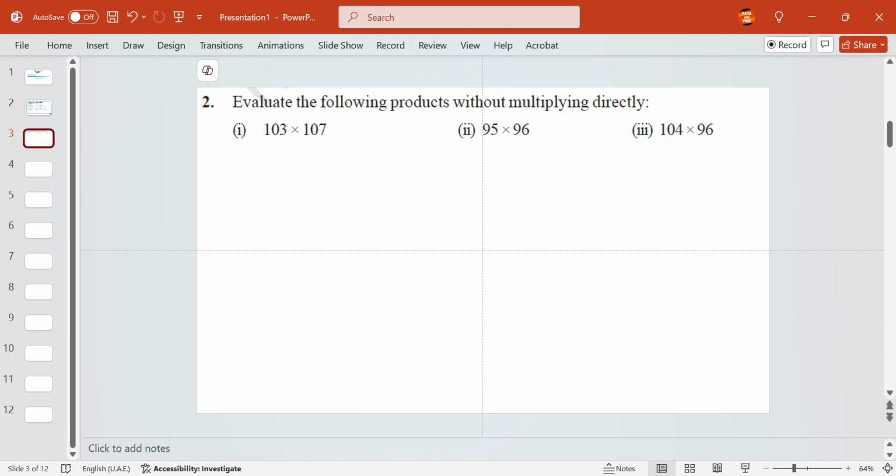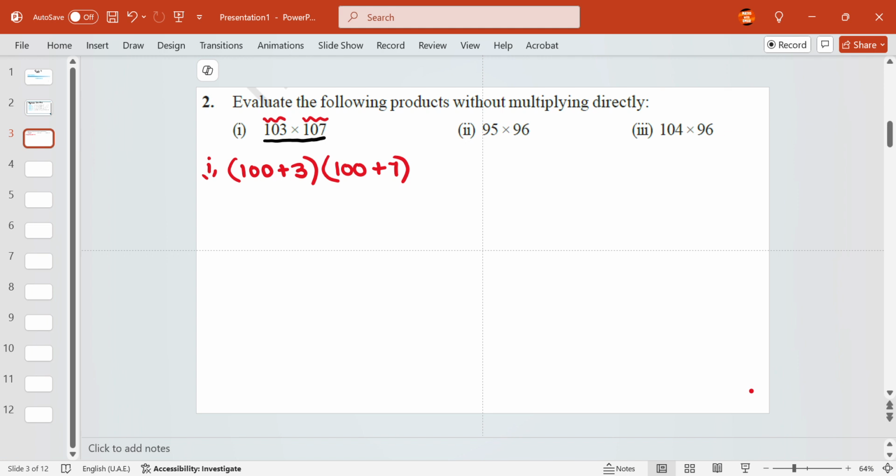Second question: evaluate the following products without multiplying them directly. Here, they have given us 103 and 107. We have been asked not to multiply directly. So if we are not supposed to multiply directly, what can we do? This is one term and this is another term, right? So if I rewrite 103 as 100 plus 3 and 107 as 100 plus 7.